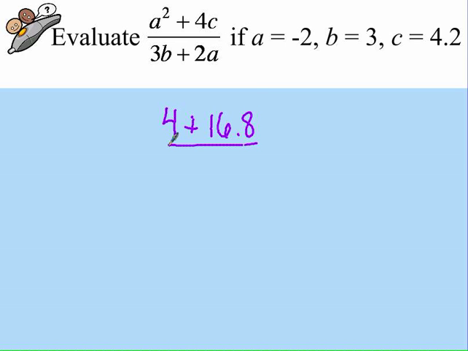Now, obviously, I'm cutting out some steps just for sake of time, but the bottom, you should have gotten 9 plus negative 4. Okay, when you add those two together on the top, you should have gotten 20.8 divided by 5, which gives you your 4.16. Any questions?